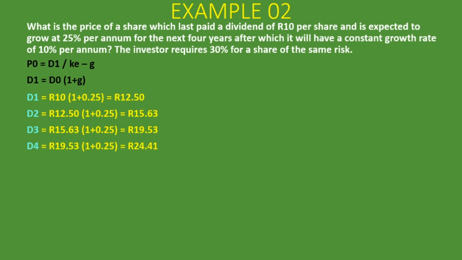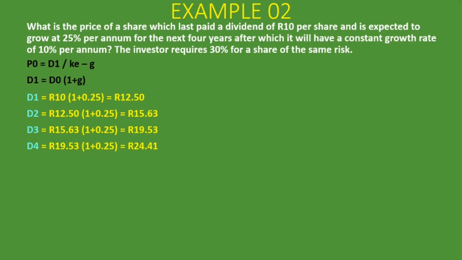Okay, so I've calculated all the dividends for the supernormal period. Now we move to the second step of calculating the market price per share at period 4. Okay, I hope you attempted the question and you know how we'll calculate the market price per share at period 4. What are we going to do?